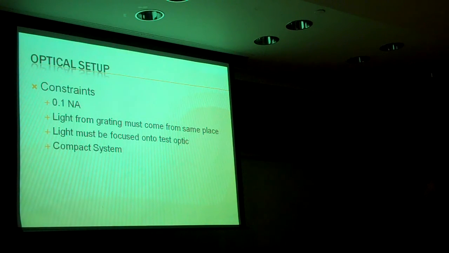Finally, we need this all to be contained in a compact system, so hopefully it fits within about half a meter to maybe a meter.